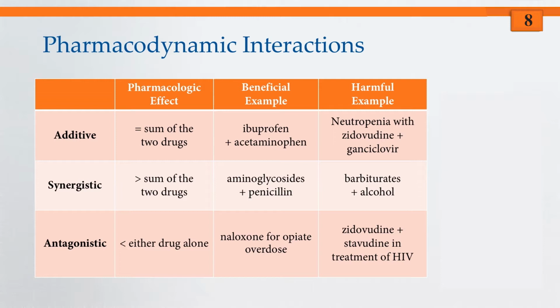Antagonistic combinations, again, are those in which one competes with the other for binding site, for instance, or interferes with the target for activity. A beneficial example is that of naloxone or Narcan, which is used frequently in the treatment of acute opiate overdose. A harmful antagonistic combination is that of zidovudine and stavudine, again, two anti-HIV drugs that compete with each other for the same site of phosphorylation or activation.